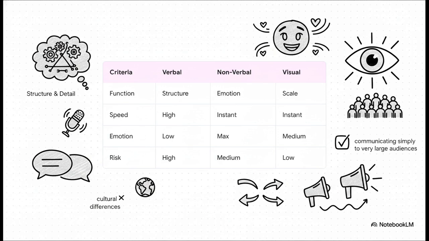Instead of just picking a channel randomly, think of this as a highly strategic choice. If you're negotiating a complex deal, verbal is your absolute go-to for structure and detail. But if you need to build trust and really read a room, nonverbal gives you maximum bandwidth for emotion. And what if you need to communicate simply to very large audiences? Well, the visual pathway is all about immediate scale and speed, with a super low risk of misinterpretation.